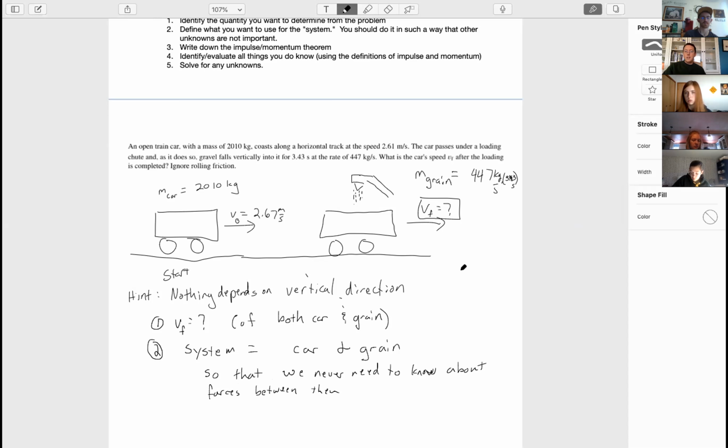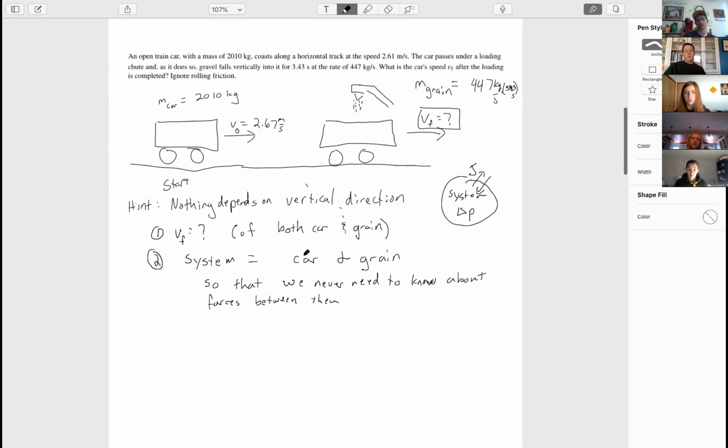Okay, so the idea is, you have your system here. We're going to have the change in momentum of my system, and then the forces from the environment give rise to an impulse. It's only the forces from the environment, the surroundings, that give rise to the impulse. If I put the grain and the car both in the system, the forces between them don't cross the boundary of the system, so they don't give rise to an impulse. That's the trick to the whole thing. All right. So there you go.